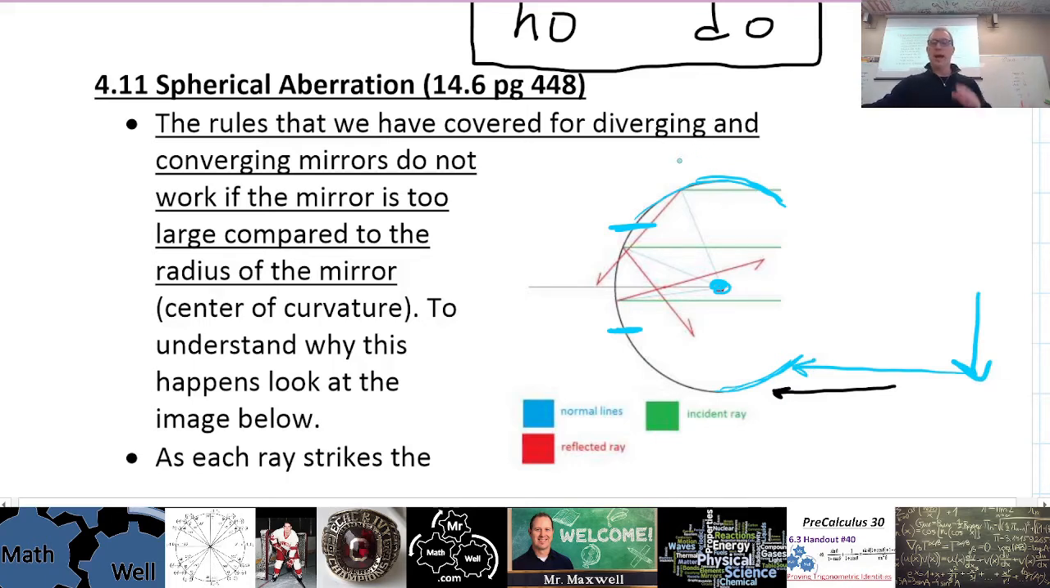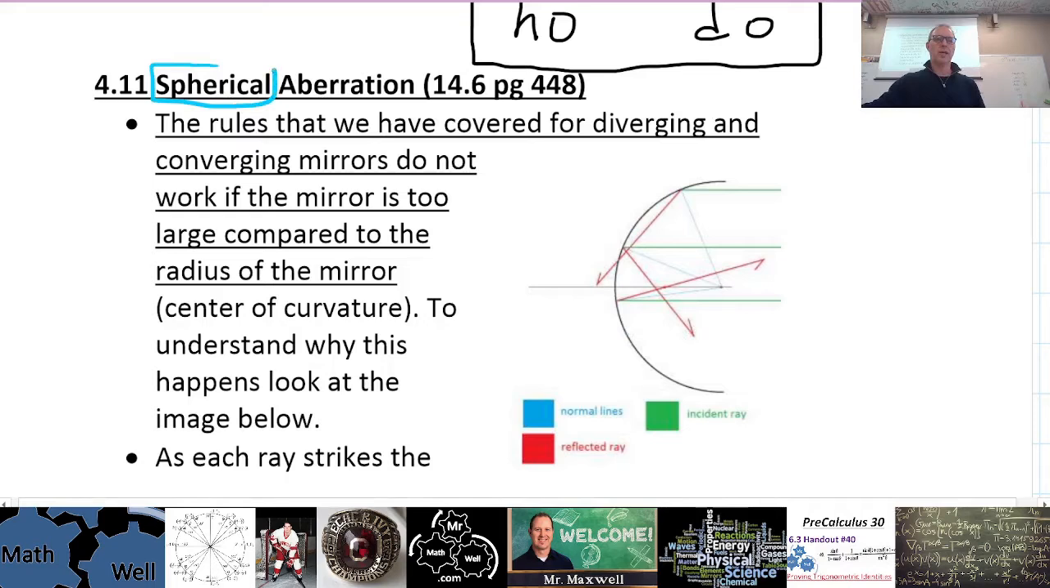Okay? So what happens if we use mirrors that are too large? We get something called spherical aberration. So spherical refers to a sphere or a circle or a ball, three-dimensional. And aberration would be the word that would be like not expected. The results would be not expected. They would be off a little bit. Okay, it's an aberration. It's like an error or a mistake, or it's off what is to be expected.